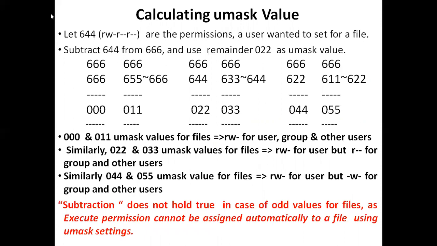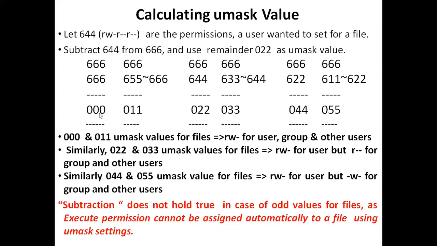At any stage, let's say the user wants 644. 644 means read and write permission for the user, but read-only permission for the files for other users and group users. So then the user can subtract this 644 from 666 and we get 022, and this is used as the umask value. But this is not as simple as it appears from here. You see here 6 minus 6 is used, then again 6 minus 6, subtraction gives 0 0 0.